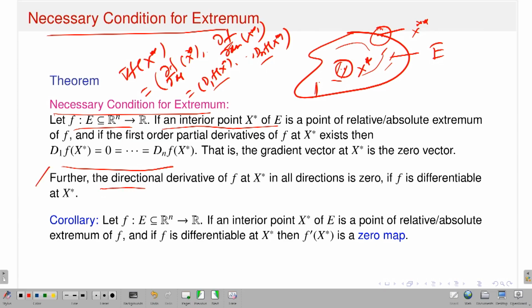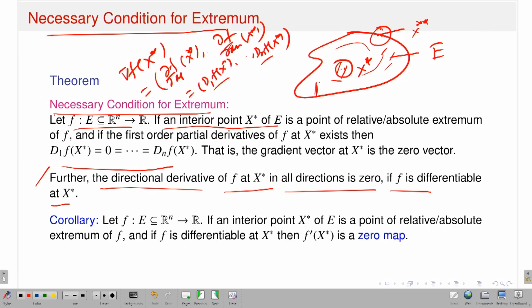Further, it says that the directional derivative of f at x star in all directions is 0, provided my function is differentiable. Earlier I assumed the existence of first order partial derivatives at the point x star. Now I am assuming a little stronger condition, which is that f is differentiable, that means the total derivative exists. Then of course the directional derivative exists, and in particular the partial derivatives exist. And if you remember, I already proved a theorem: if my function is differentiable, then the directional derivative of f in some directions can be written in terms of the partial derivatives.